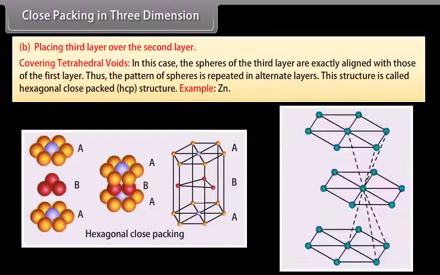Placing the third layer over the second layer. 1. Covering tetrahedral voids. In this case, the spheres of the third layer are exactly aligned with those of the first layer. Thus, the pattern of spheres is repeated in alternate layers. This structure is called a hexagonal close-packed (HCP) structure. Example: zinc.